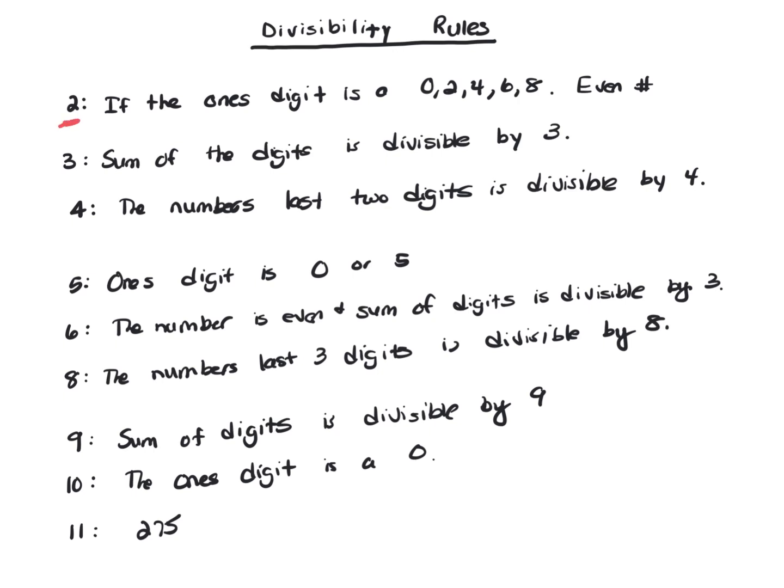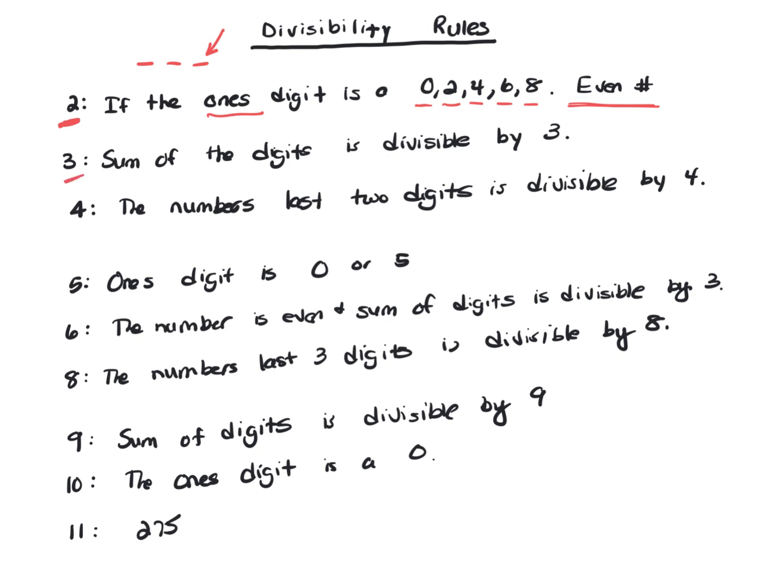A number is divisible by 2 if the ones digit is a 0, 2, 4, 6, 8. That means it's an even number. The ones digit, let's say you have a 3-digit number, the number in that position there is the ones digit.